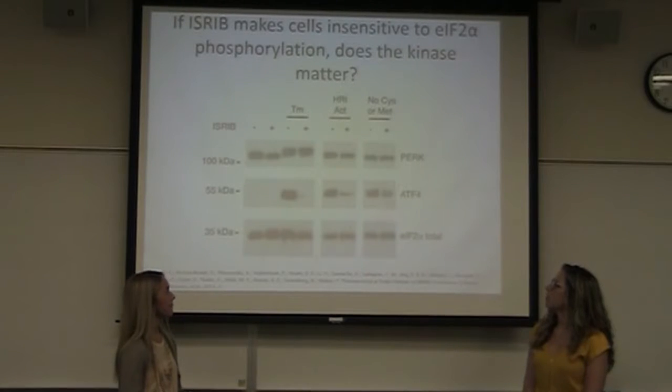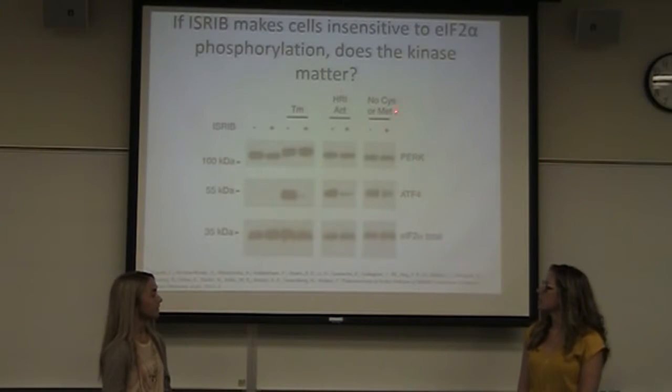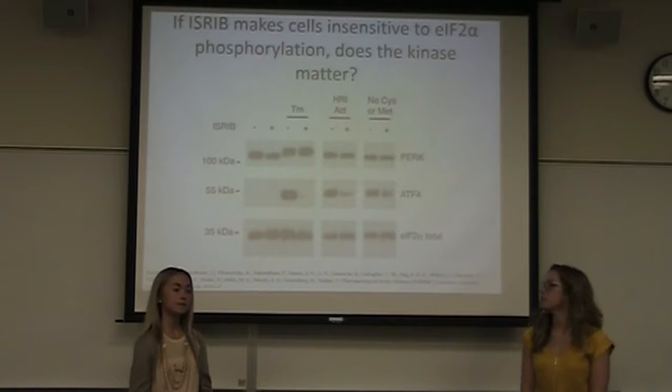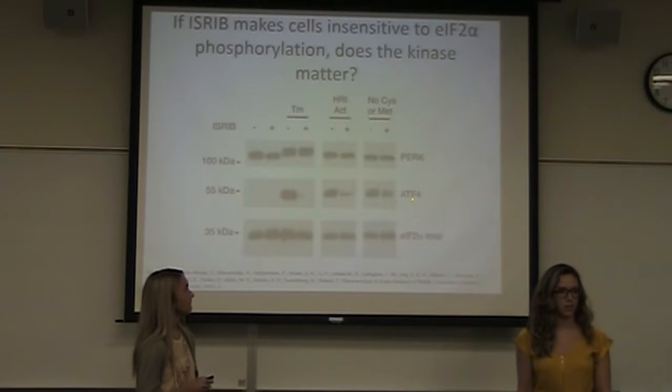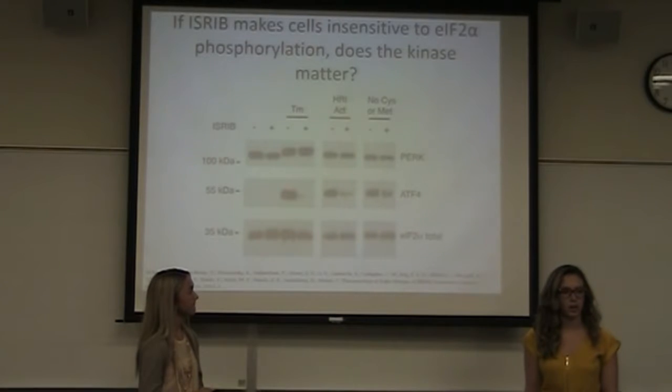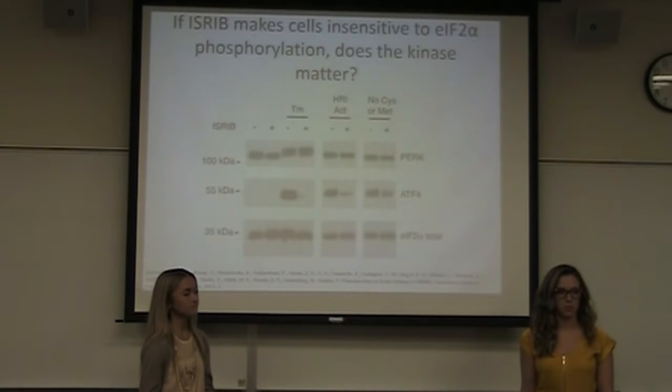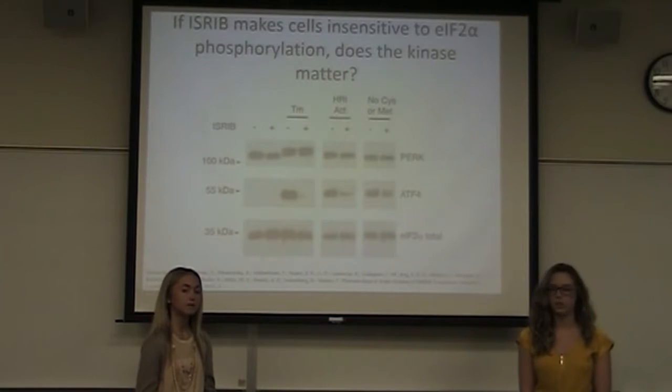And then they looked at amino acid starvation, which is another way to induce ER stress. And they realized that eIF2 alpha, once again, is still being phosphorylated, but ATF4 production is decreasing. So no matter which kinase you use to phosphorylate eIF2 alpha, the RIB is still able to prevent ATF4 production.